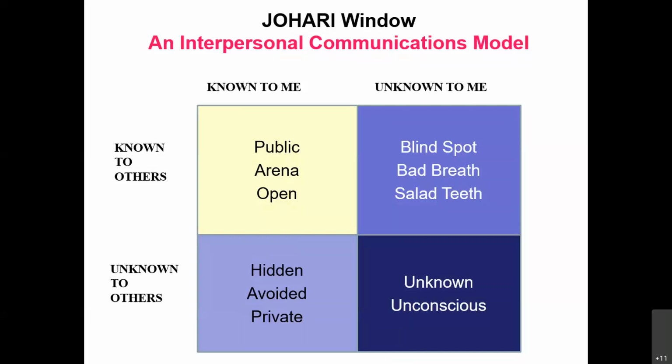You will have to do a little exercise about listing all these things on your own. Now, whatever is known to you, whatever is known to others, that is your public life. Whatever you do not hide, that is the first square. Now, the square below it, where it is known to me, unknown to others, whatever you are hiding and whatever is unknown to others, you may have to list some of them. That is hidden and private.